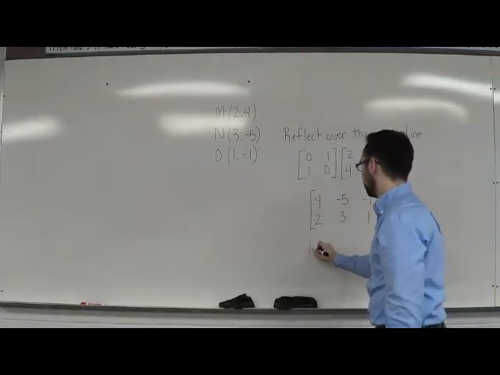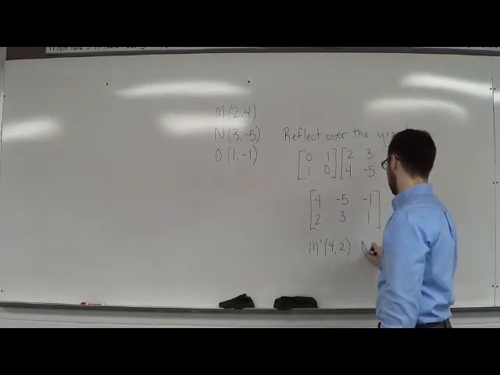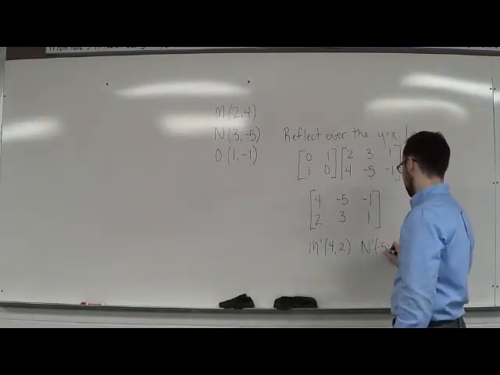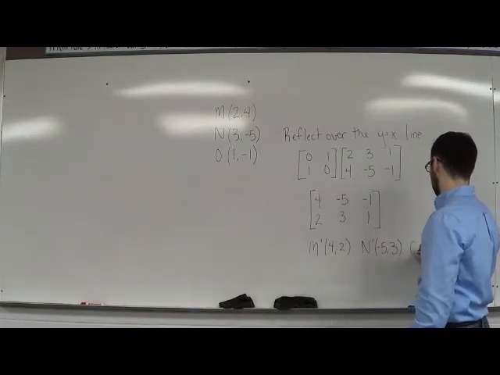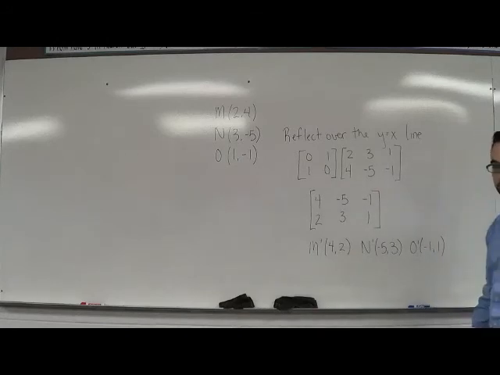So then we have the new coordinates. M prime is 4, 2. N prime is negative 5, 3. And O prime is negative 1, 1. And that is most of what we covered in section 4.